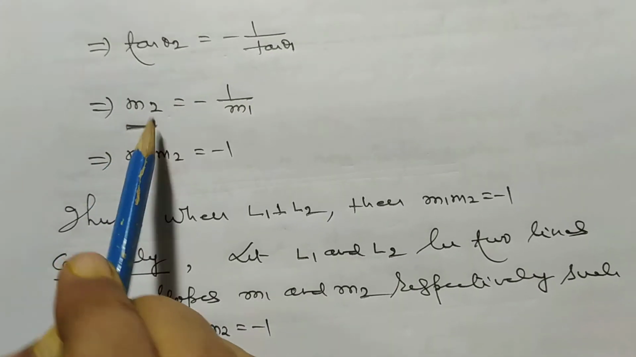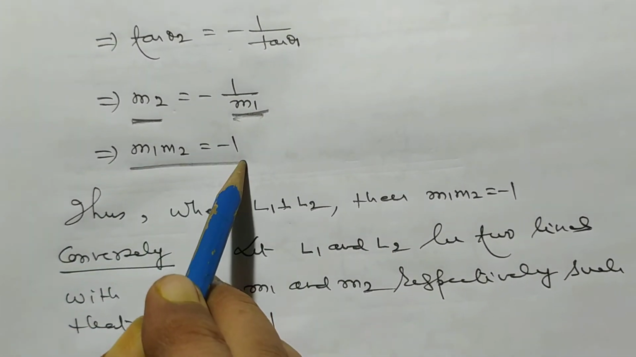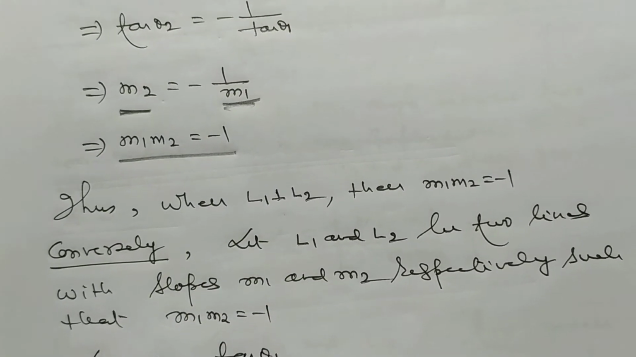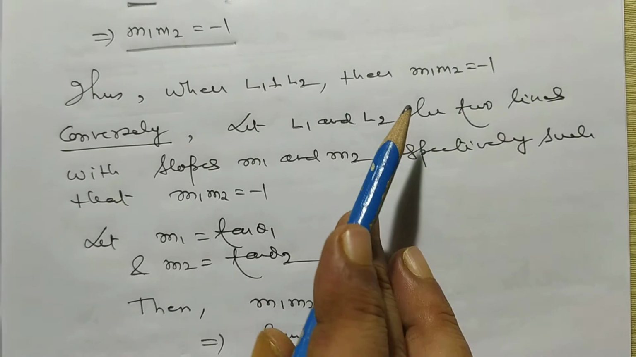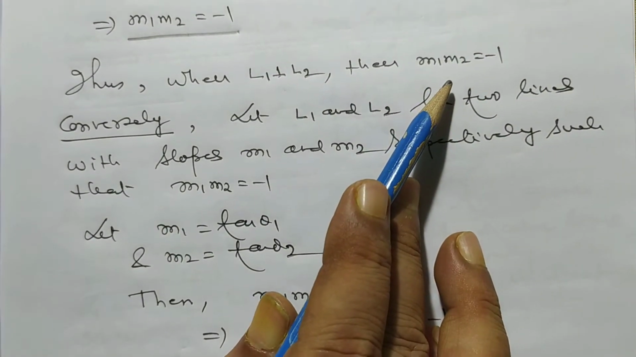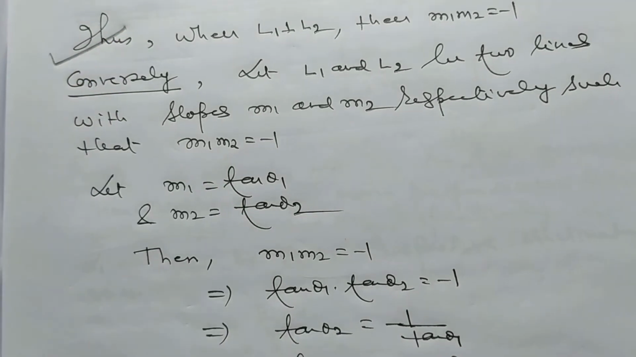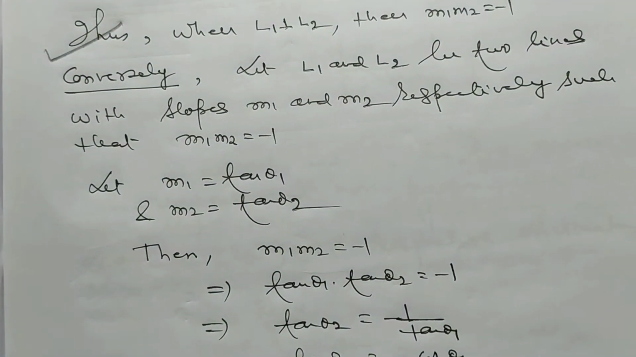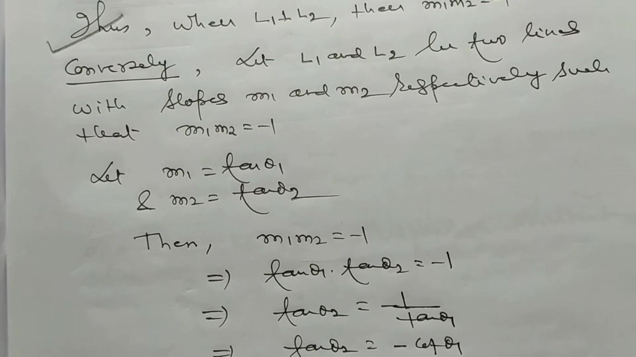Tan theta 2 is equal to m2 and tan theta 1 is equal to m1. So m1 into m2 is equal to minus 1. Thus, when L1 and L2 are perpendicular to each other, the product of their slopes is equal to minus 1. This is a very important result. It will be helpful in solving problems.